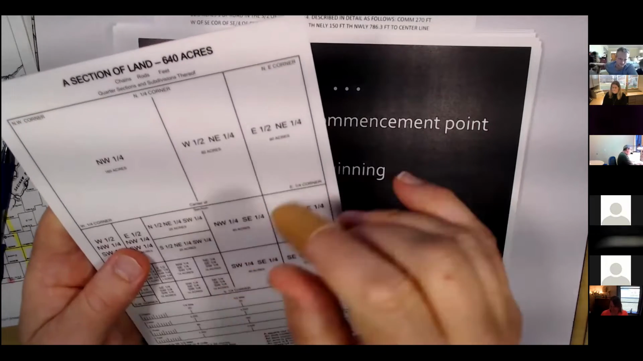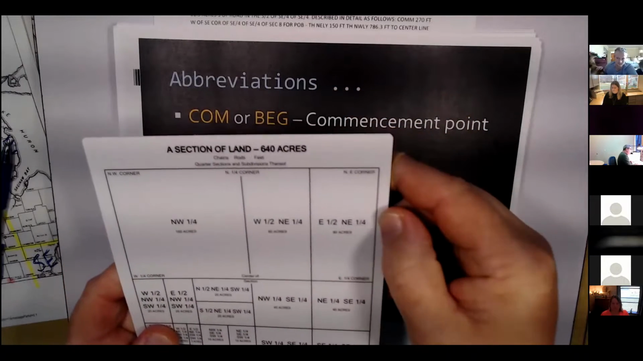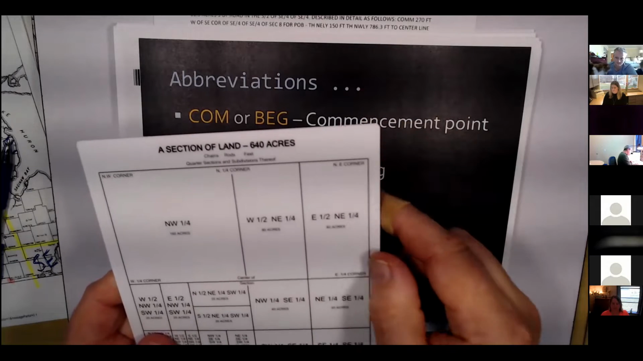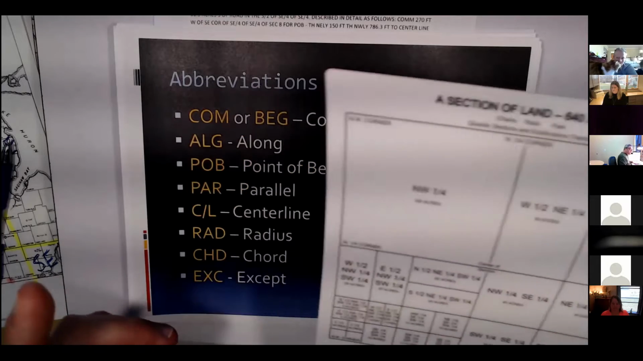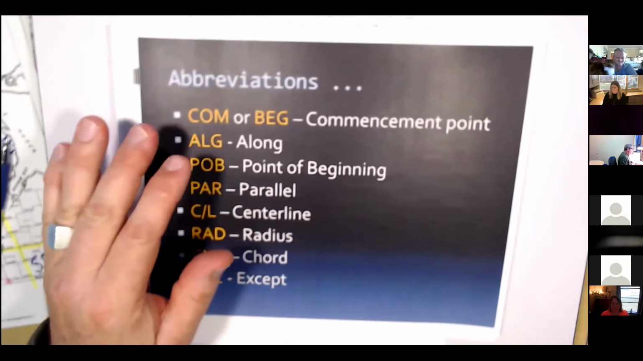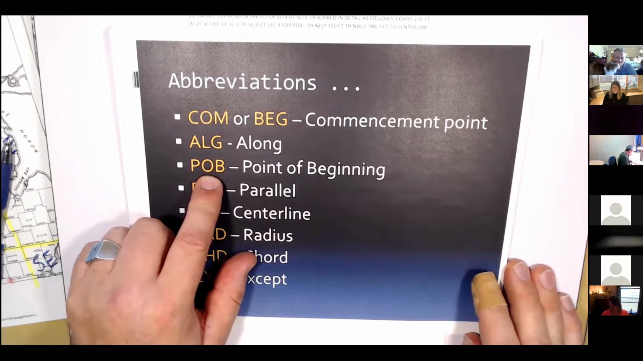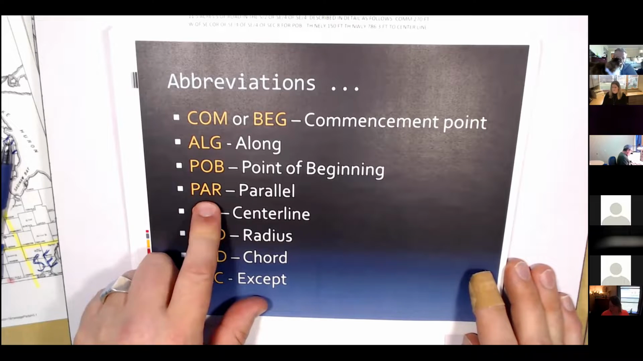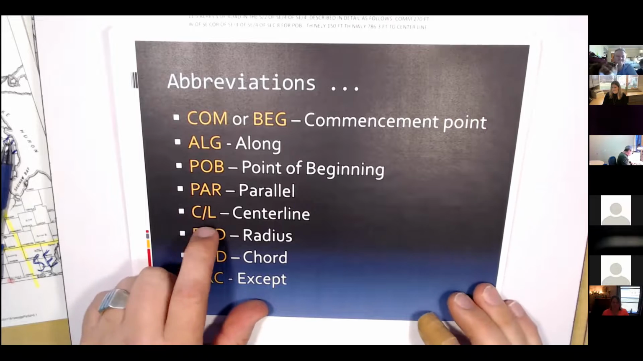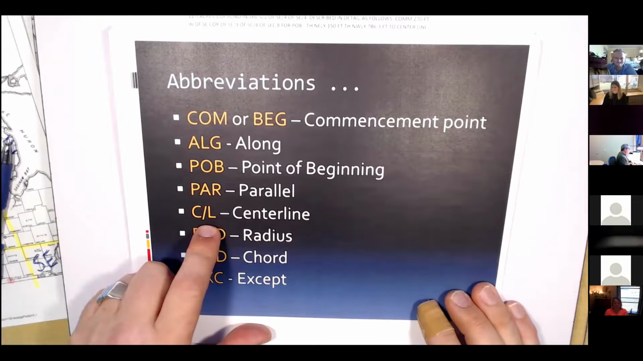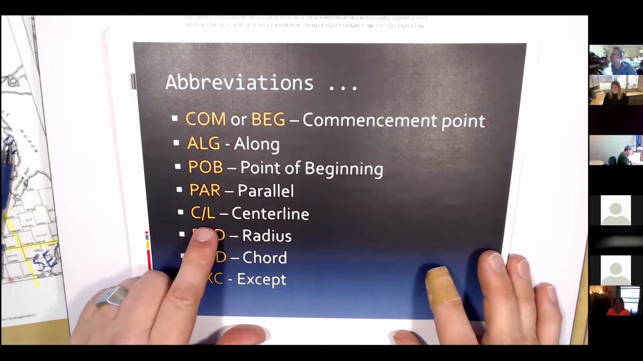Then you're going to go from that point by a long description of distance and measurement of angles. You're going to go from your beginning point, or excuse me, from your commencement point to your point of beginning. The commencement point and the point of beginning are two different things, and we'll discuss that in just a second. This is parallel. It can be a line that is parallel to another line. CL is center line. Again, that can be the center line of a road. It can also be the center line of a river.